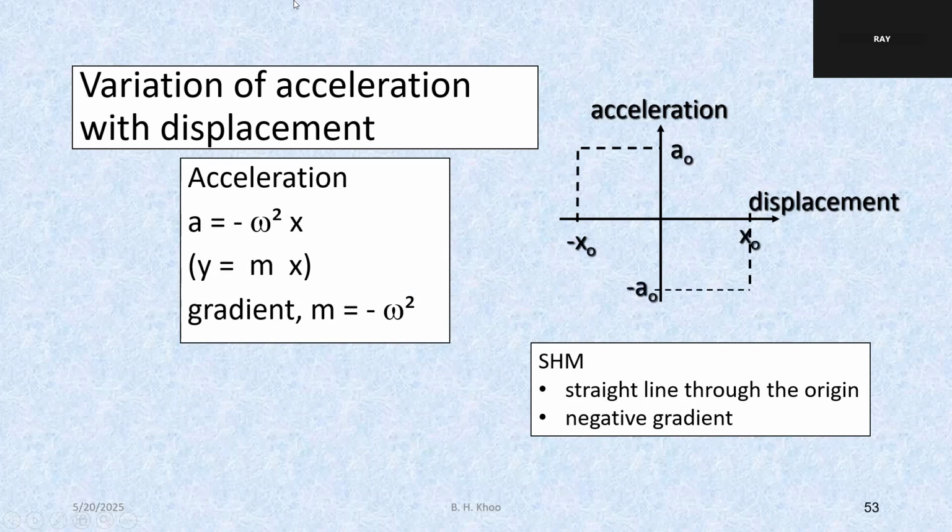Right? x naught is the amplitude. Minus x naught is amplitude also. So a naught is the maximum acceleration. So that's the equation of a straight line passing through the origin with the negative gradient.